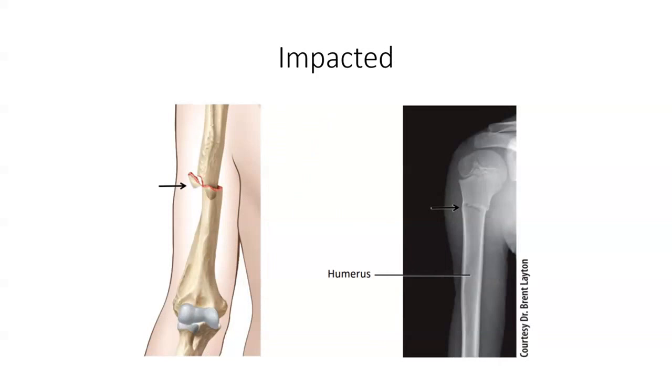An impacted fracture is where one end of the fractured bone is forcefully driven into the interior of another. This type of fracture is common in a fall from a height or in a car accident.